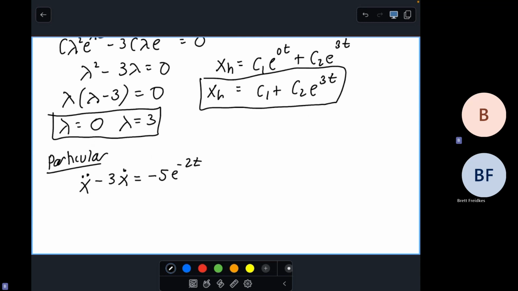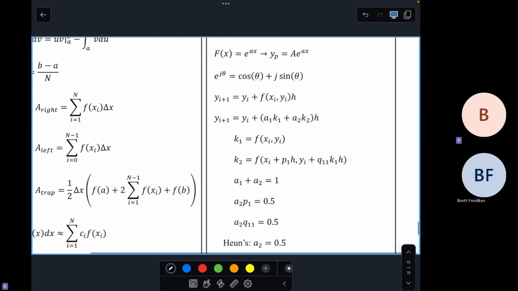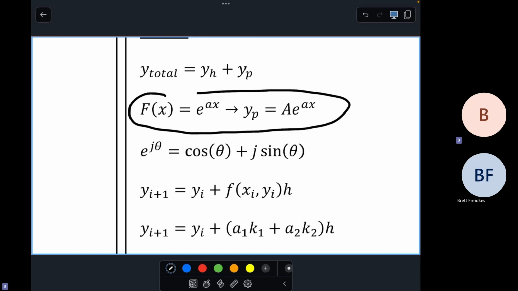We have to assume a solution for x. If you don't remember what to assume, it's on the formula sheet. If you scroll down, the differential to ODEs, I gave you here that if the forcing function is e to the ax, your particular is a e to the ax, that's what you want to assume as your solution. Do we see that? Because in our situation, we have a forcing function that's e to the ax. The coefficient in the front doesn't matter. It's the form of the forcing function. Our particular will be some coefficient times e to that same exponent.